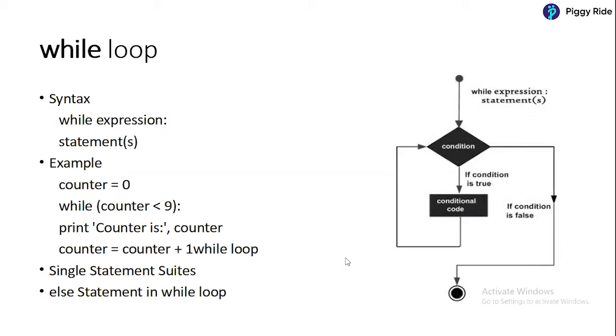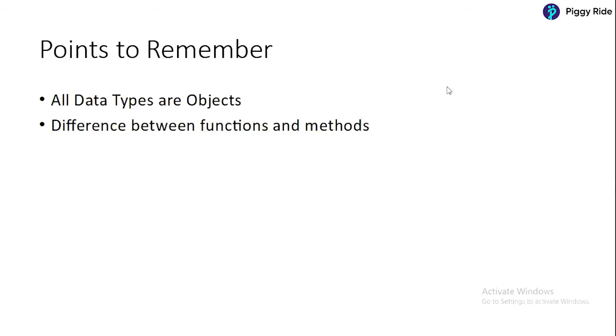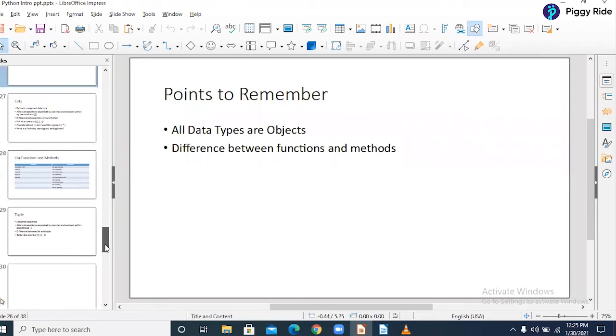I will show you while I'm coding. This is the next loop, the for loop. Very essential. You can do the same thing here. The for loop is for iterations. So points to remember, what we are learning here: data types. This much is enough for the basics.